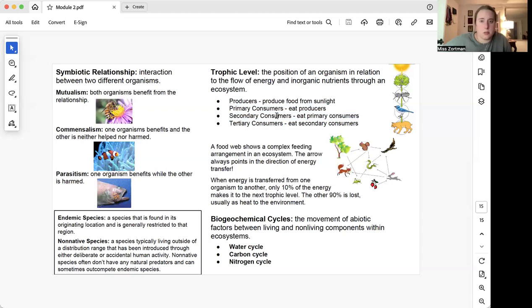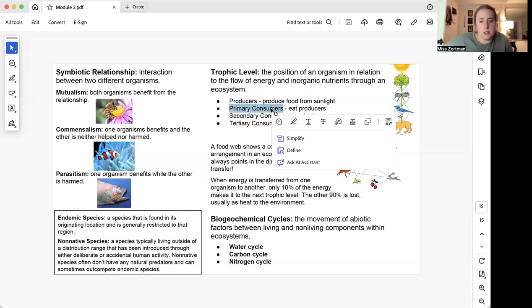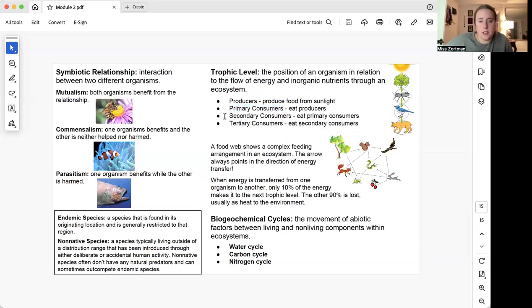Remember the key words here. Producers are the ones that produce food from sunlight, so usually are plants, okay? And then we have primary, secondary, and tertiary consumers. So primary consumers are the ones that eat the plants. Secondary consumers eat the primary consumers. And then tertiary eat the secondary. So it just is going up the line.